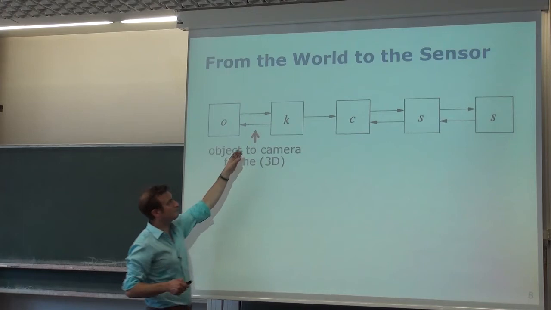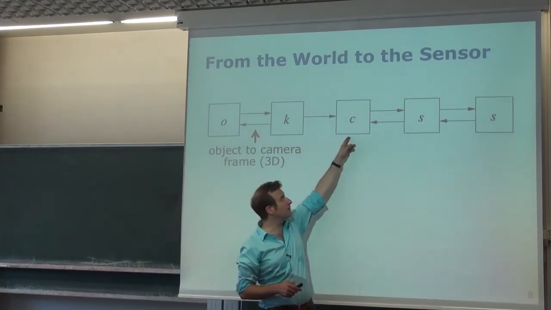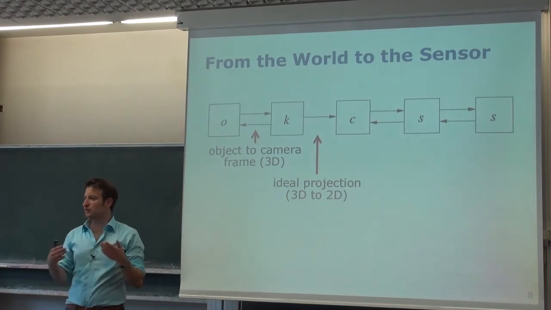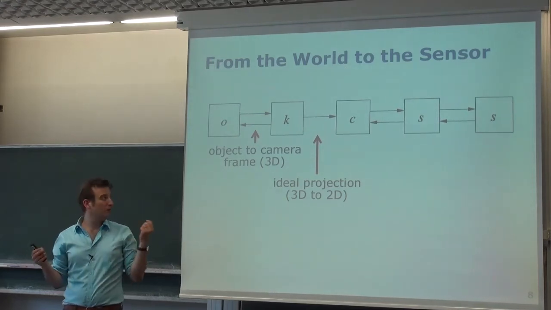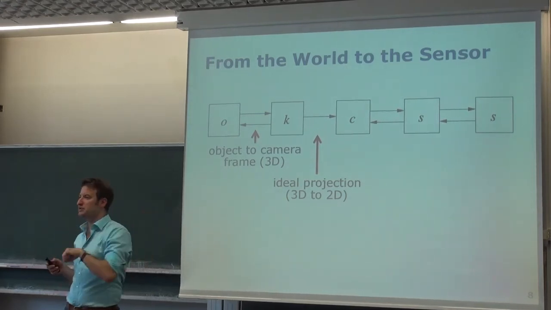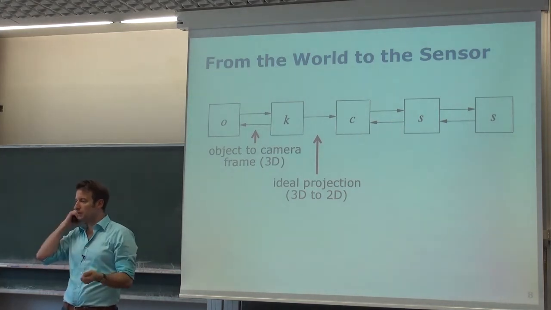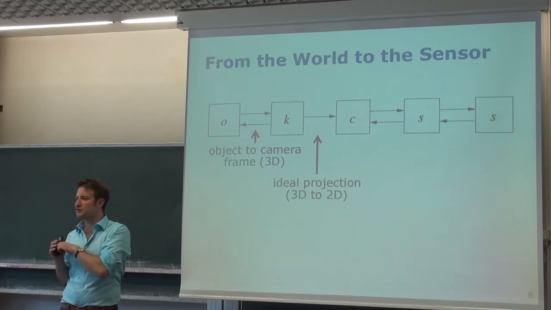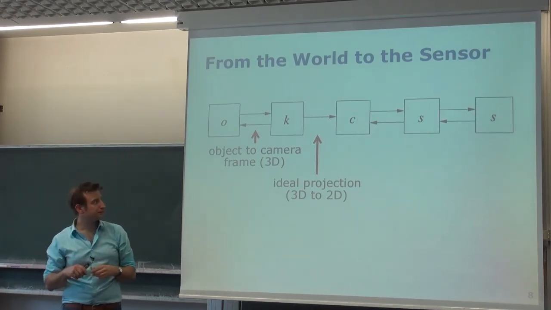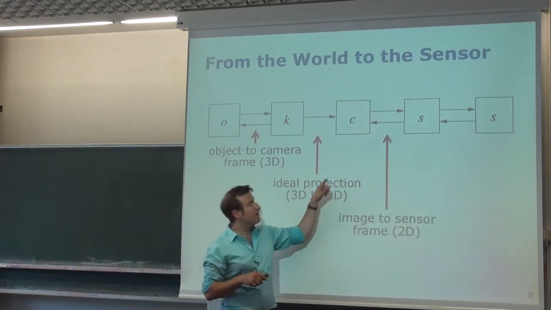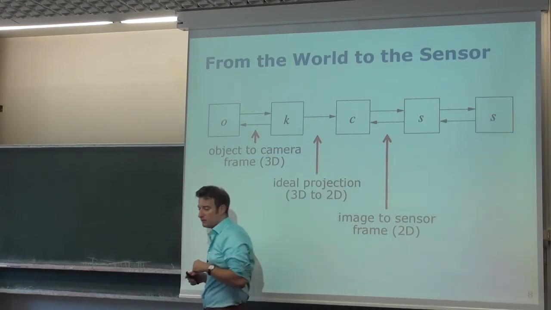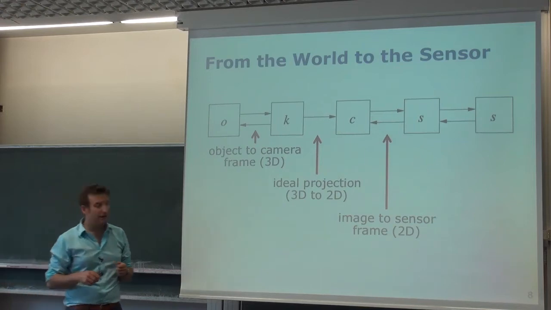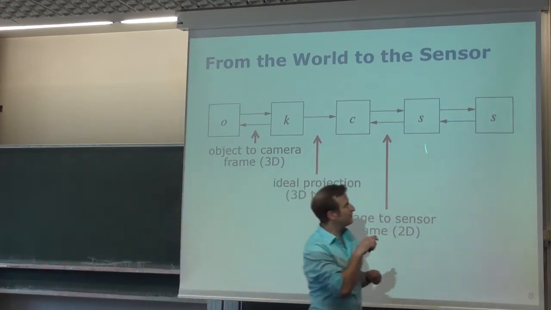Then the next thing is when I move from the camera coordinate system to the image plane. This is actually the ideal projection, or the central projection, which maps from 3D to 2D, from the 3D world expressed in the reference frame of the camera onto my image plane. Then we map from the image plane to the sensor. Everything happens in 2D.